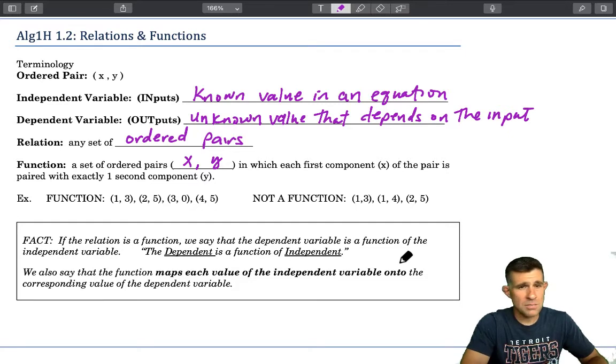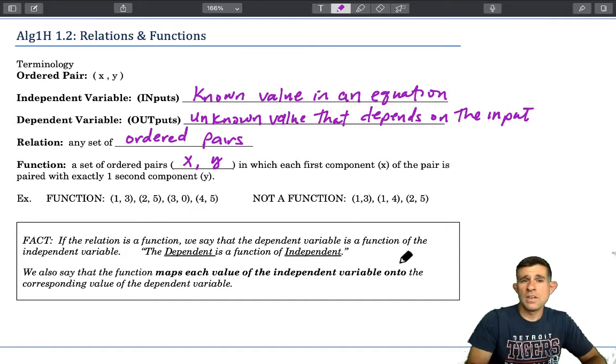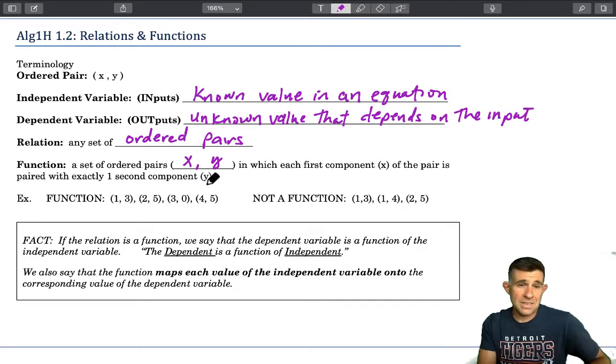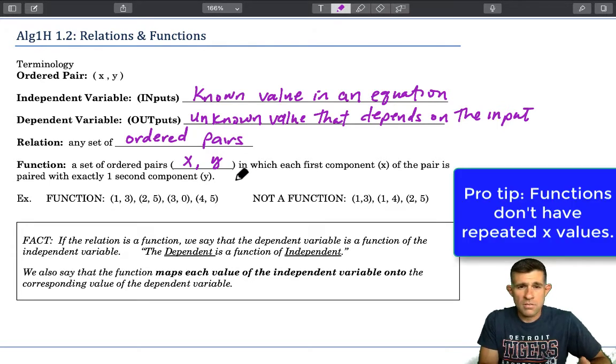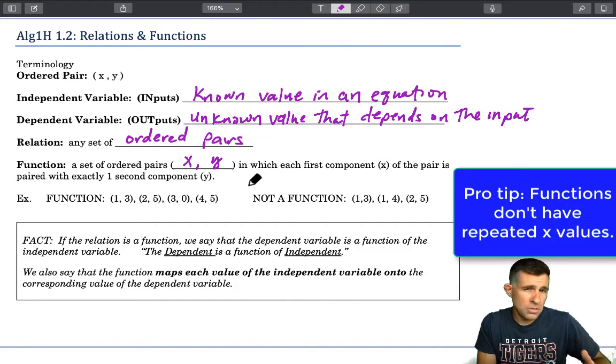A relation is simply any set of ordered pairs. However, a function has to have particular properties about those ordered pairs. Specifically, it is going to be a set of ordered pairs, x and y, in which each first component, or the x, is paired up with or matched with exactly one second component, the y. In other words, the set of ordered pairs cannot have a repeated x value. So that's a little pro tip for you.